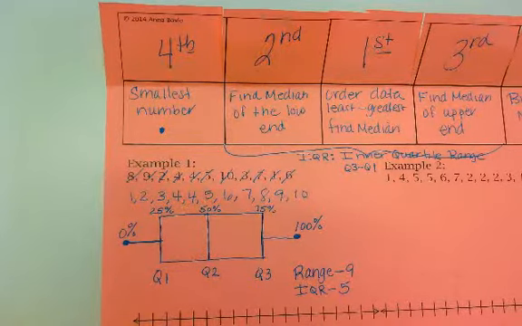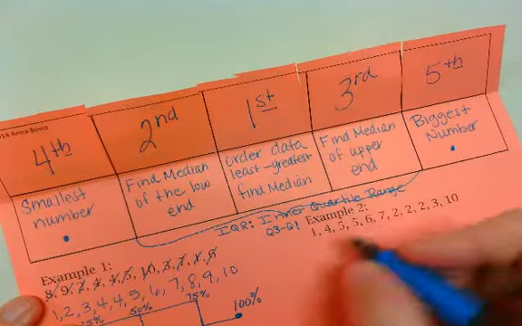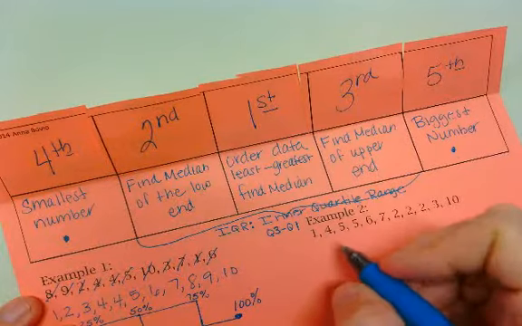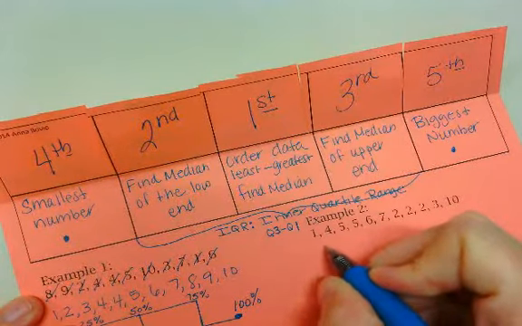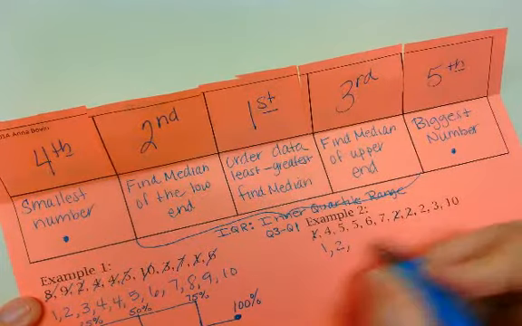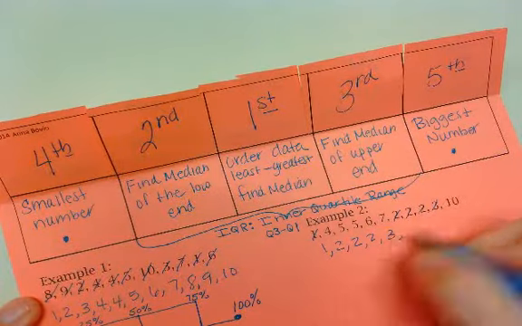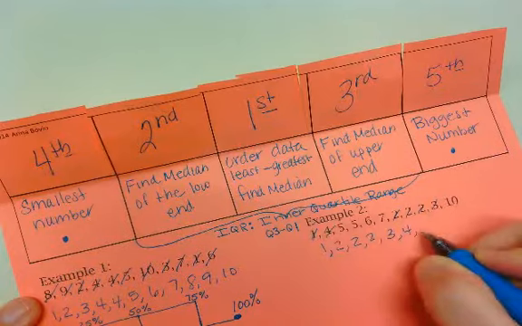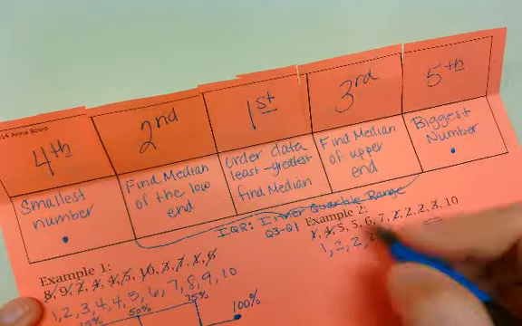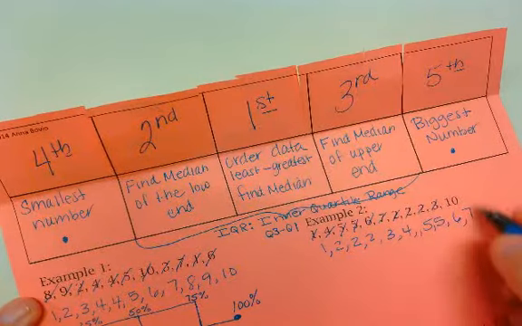This is your foldable. I will actually do one more example for you, and then you can move on to your practice. So let's take a look at this. Again, number one, we order our data. I'm going to go a little faster this time, since you've already seen one, so try to keep up, or you can pause the video if you need to. So we have 1, 2, 2, 3, 4, 5, 5, 6, 7, and 10.